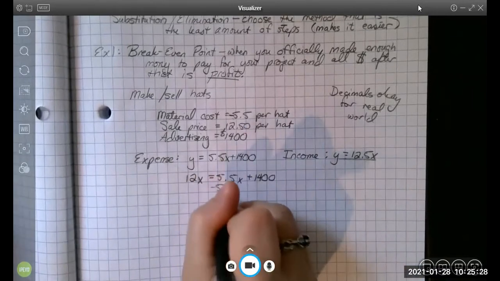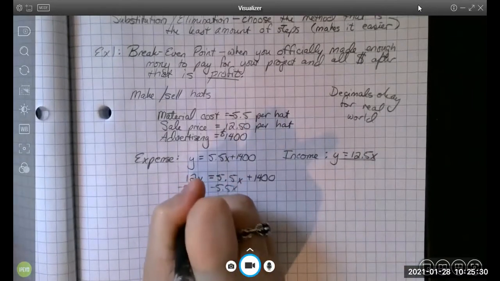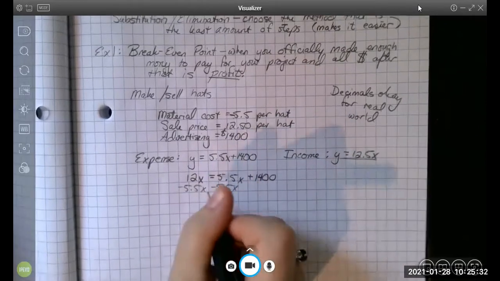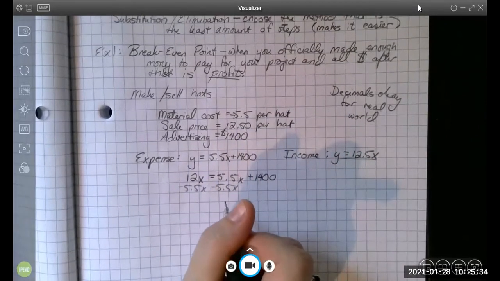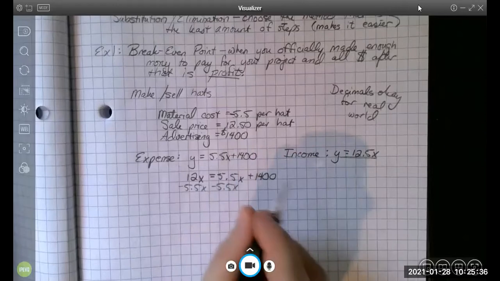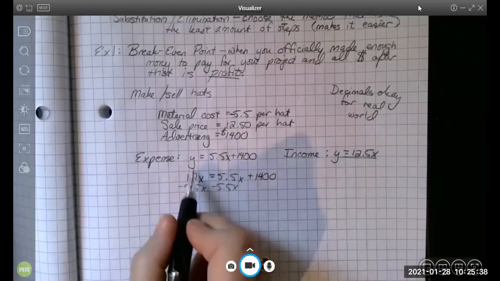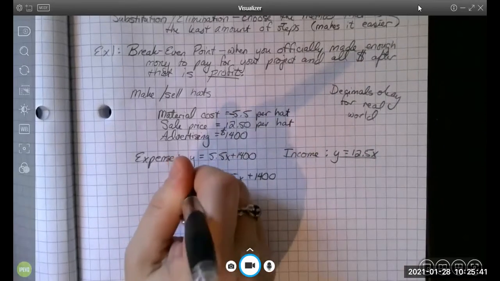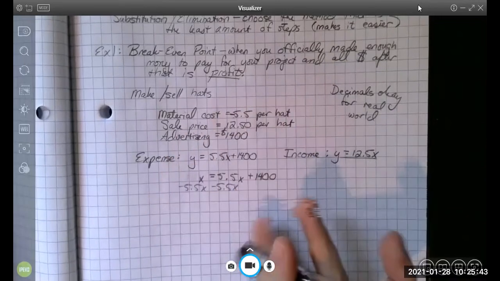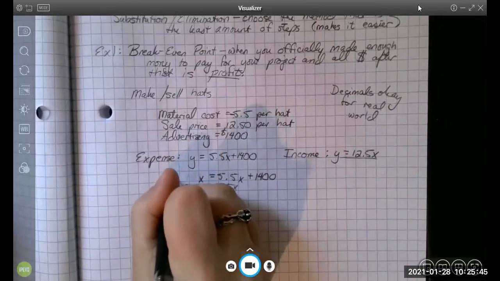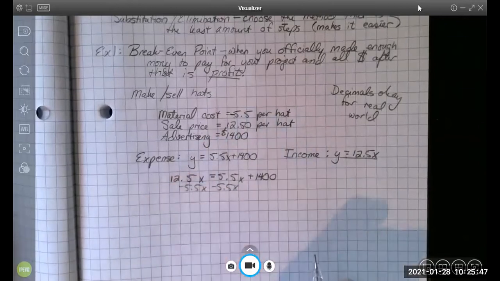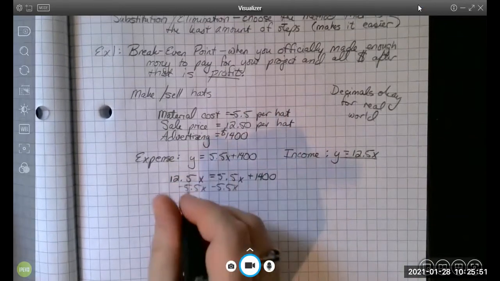So we're going to subtract 5.5x from both sides. And we're going to end up with an error. See, 12.5 and I wrote 12. If you catch me before I move on to the next step, or before I fix it, you get an extra credit point. So be very careful. I'm going to subtract that from each side.